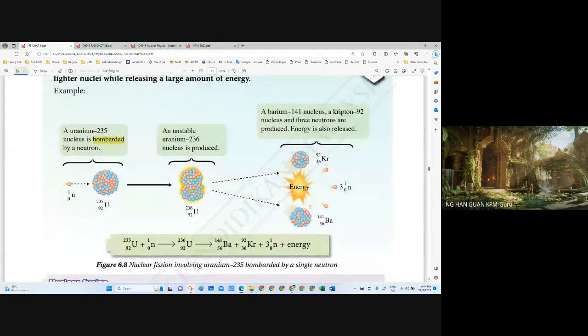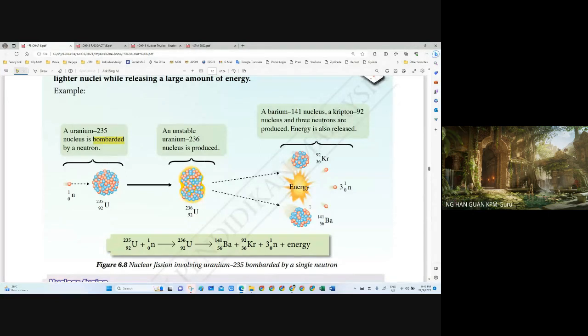This is the process we call uranium nuclear fission. Why must it be bombarded by slow-moving neutrons? Why not fast-moving neutrons? In the limitations of the SPM syllabus, you don't need to know why. You just need to know how: how to make uranium split into two. It has to be bombarded by a slow-moving neutron. That's all.